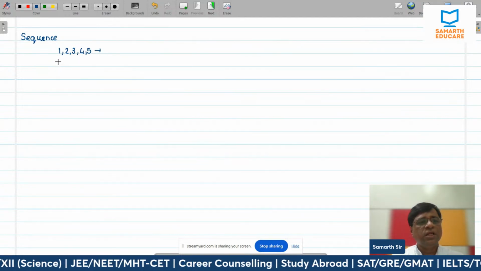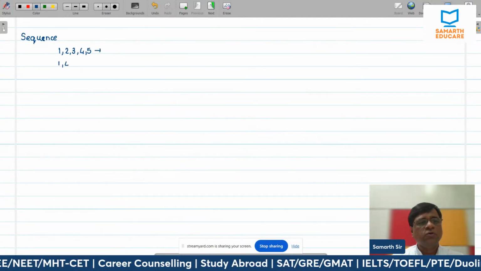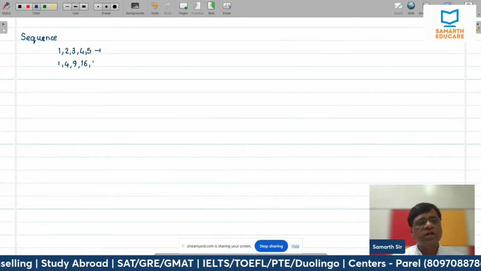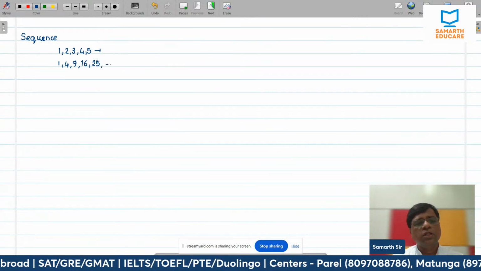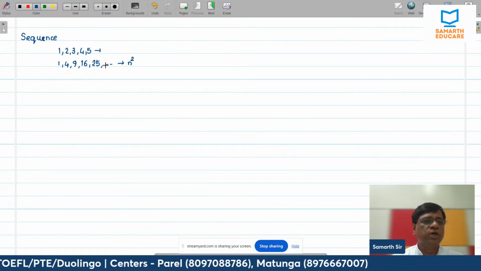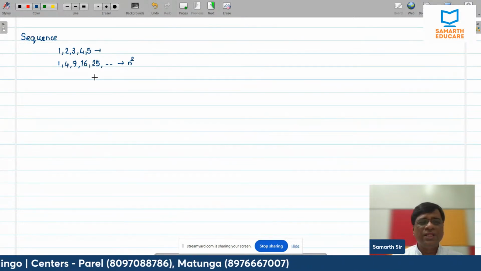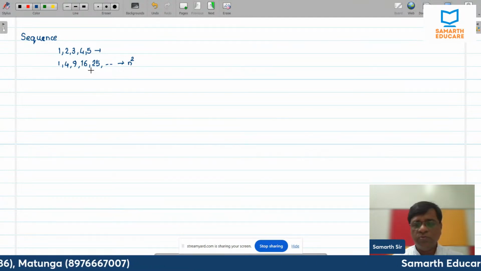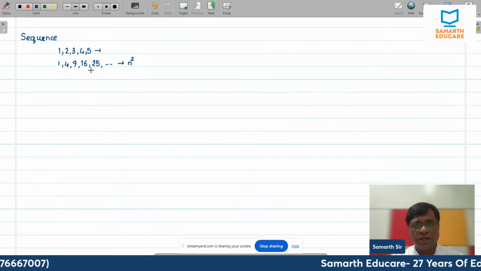Okay, let me take another example. If I write 1, 4, 9, 16, 25, and so on, then this sequence represents perfect squares. Right, like this it can be anything. There are many types of sequences. You will be studying sequence in 10th standard, arithmetic progression.